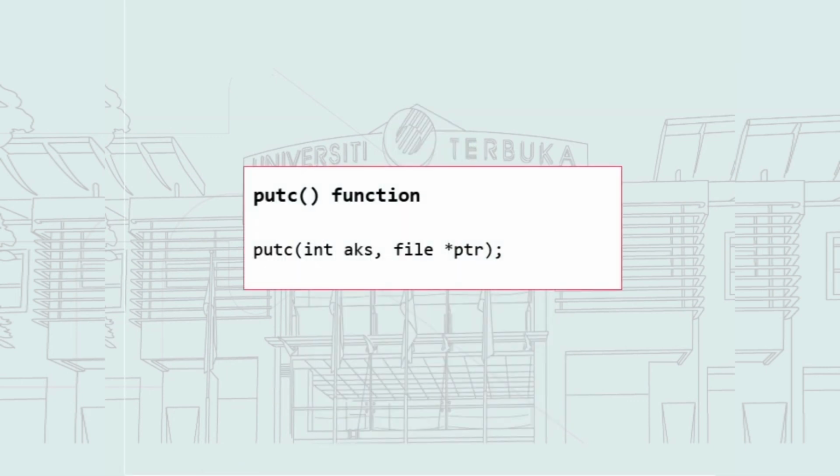Now we move to the last one, the putc function. We can use the putc function to print a character to a file. The general syntax is like this. Take a look at this program.